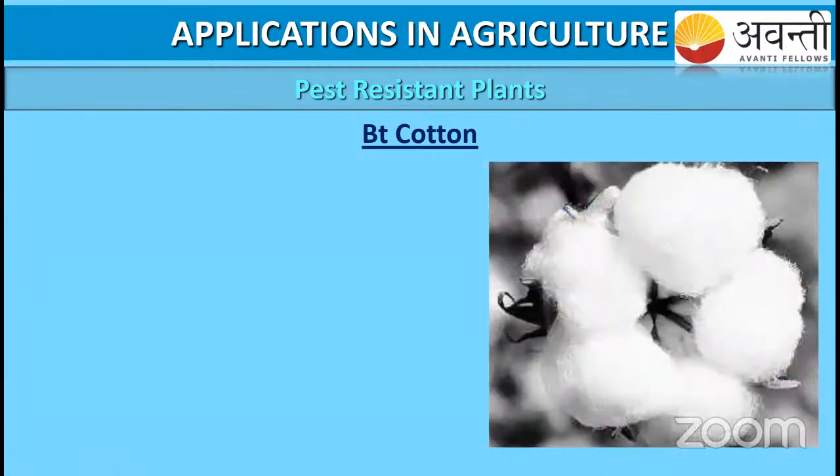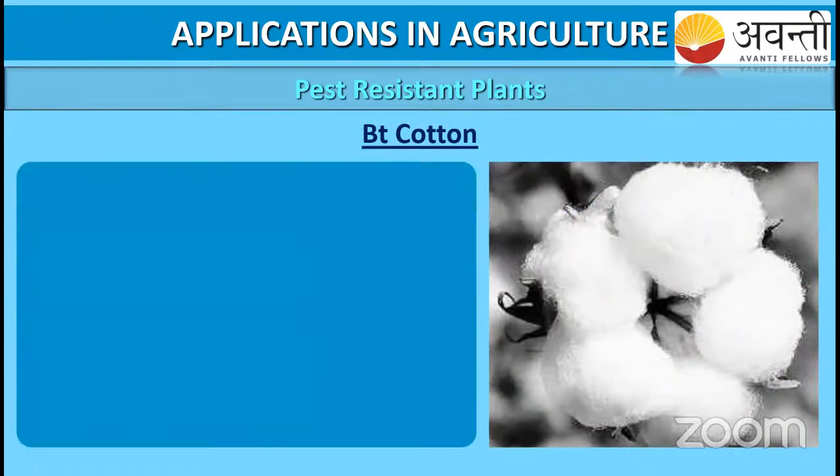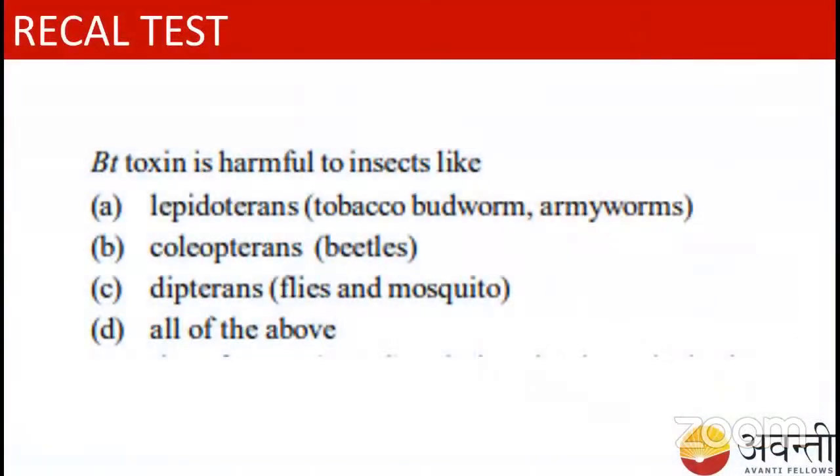Next we will go to this BT cotton, now only we have studied, right? So no problem. Then here is the question for you, student. BT toxin is harmful to insects like: option A, lepidopterans; option B, coleopterans; option C, dipterans. You can answer me.